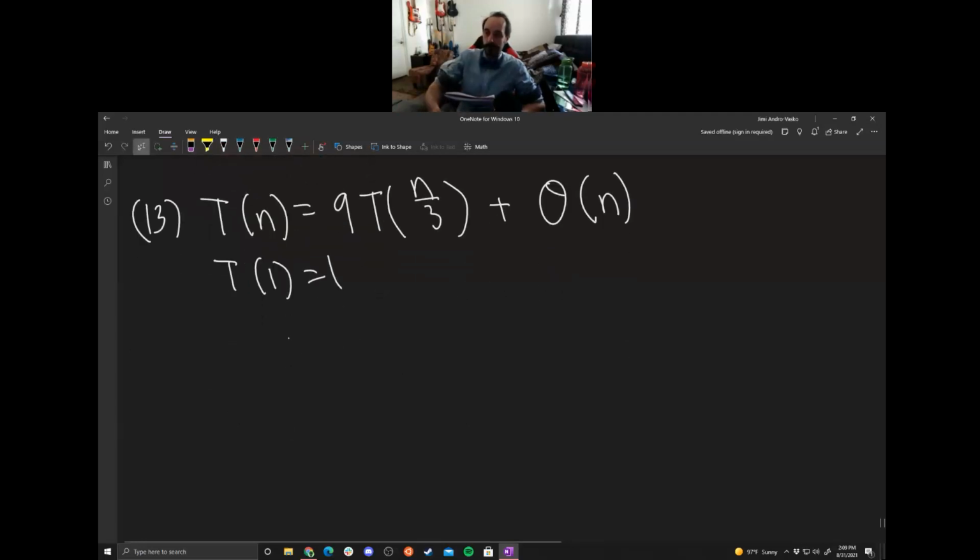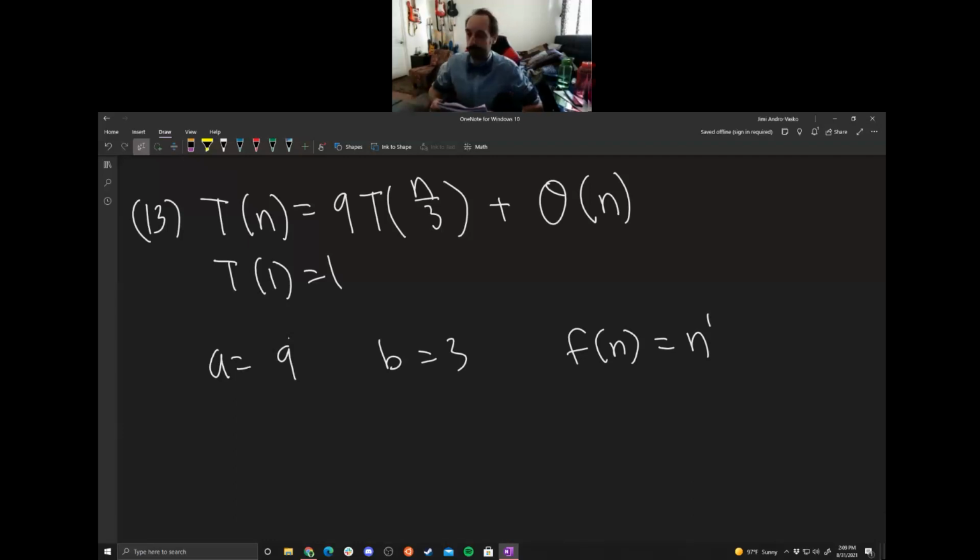Okay, so in this case, a is going to be 9, b is going to be 3, and f of n is going to be just n, or n to the power 1. I'll put that 1 there just to help us with this problem. And then c is log base 3 of 9, which I believe would be 2. Yes, that is 2, just to check my work. So going back to the Master Theorem, as always, start with case 2 first. So let's start from the second case.